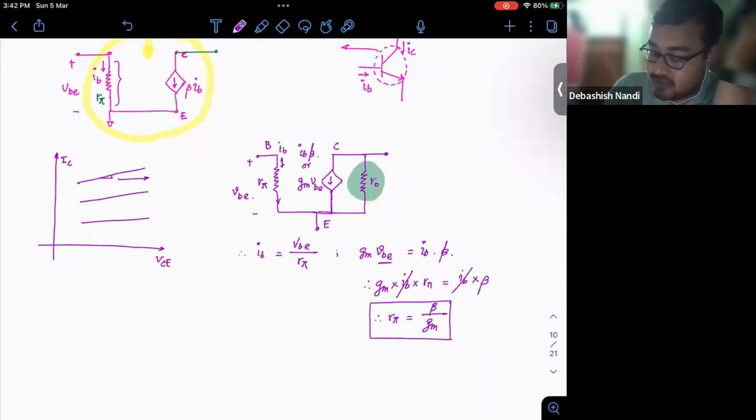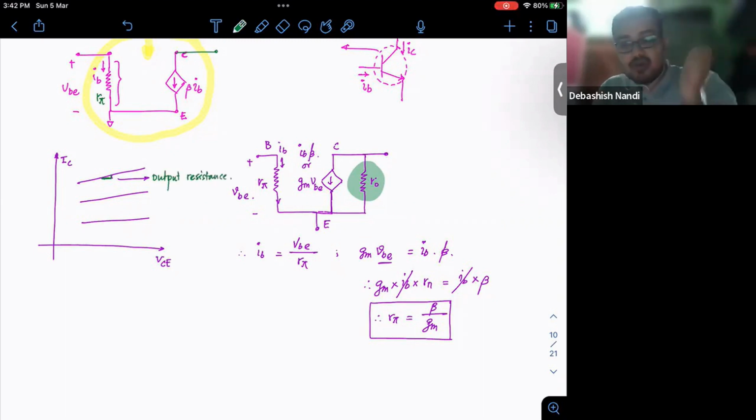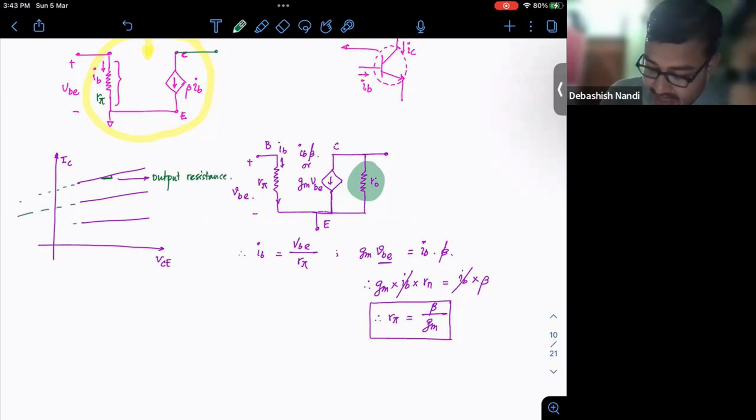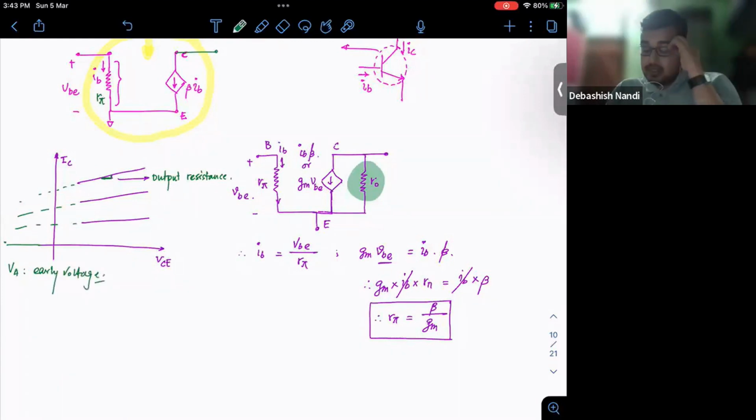This is coming from the fact that you have a slope. This slope is referring to your output resistance. And if you have gone through the lectures, you would have seen that all these lines meet in the negative VCE axis at a certain point. That point we call VA or early voltage. Okay, so this is how the small signal model comes about.